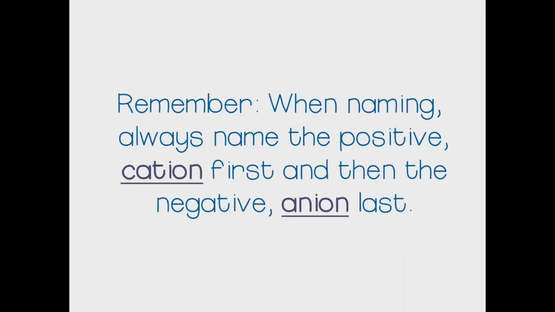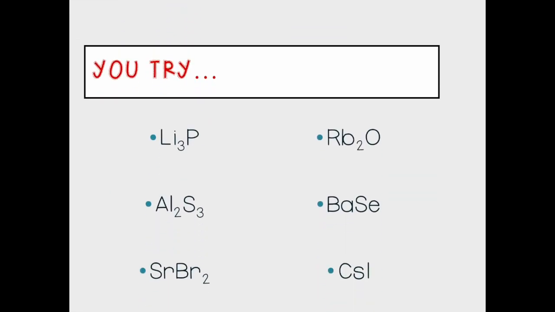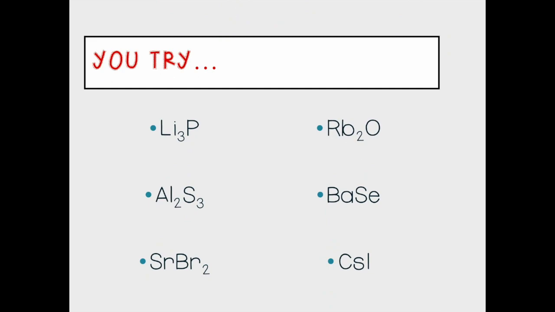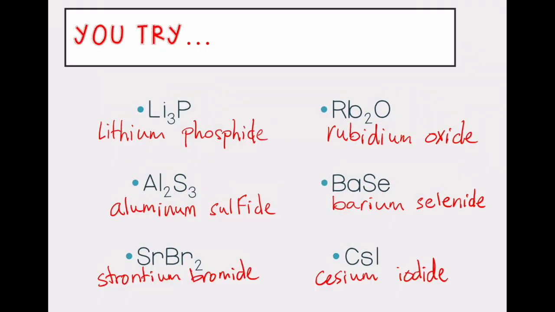Remember, when naming, always name the positive cation first, and then the negative anion. So go ahead and pause the video and try it out for yourself with these. Okay, check your answers. We have lithium phosphide, aluminum sulfide, strontium bromide, rubidium oxide, barium selenide, and cesium iodide. Again, our cation always goes first, anion always comes second, and our anion always takes an IDE ending.